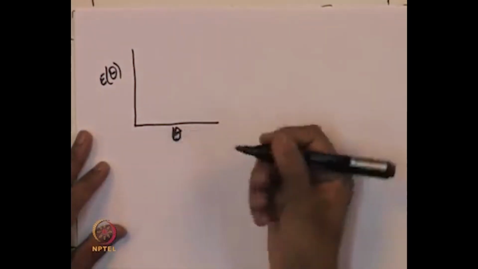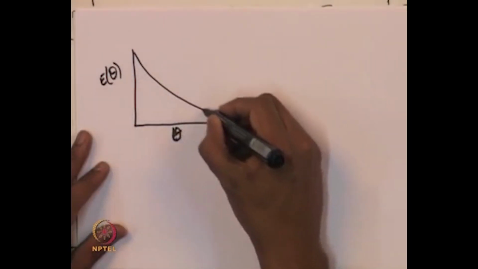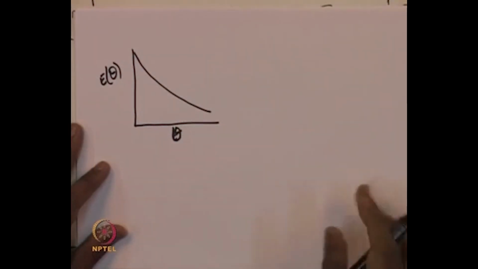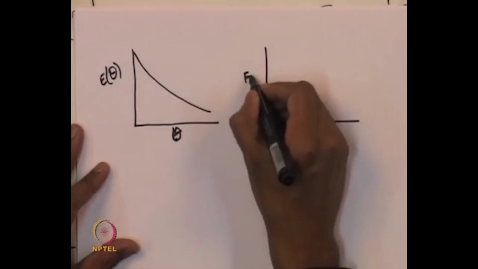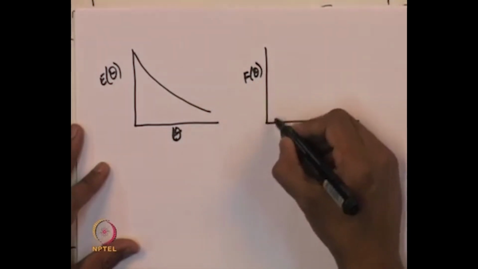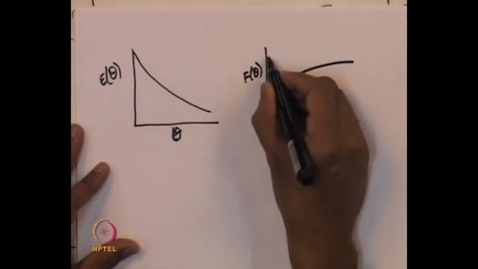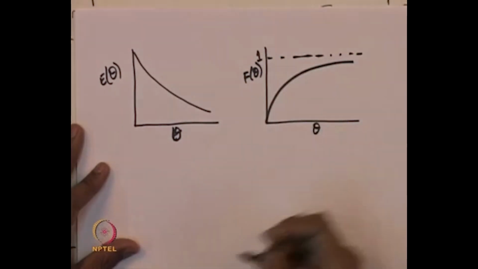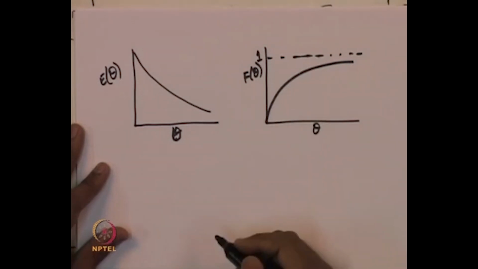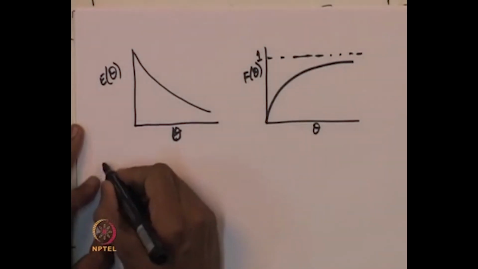So, let us attempt to sketch the E curve and the F curve. The E curve, the normalized RTD function, essentially looks like this. It is an exponential decay, and the corresponding F curve looks like this. So, this is 1 and this is theta. It essentially looks like this.